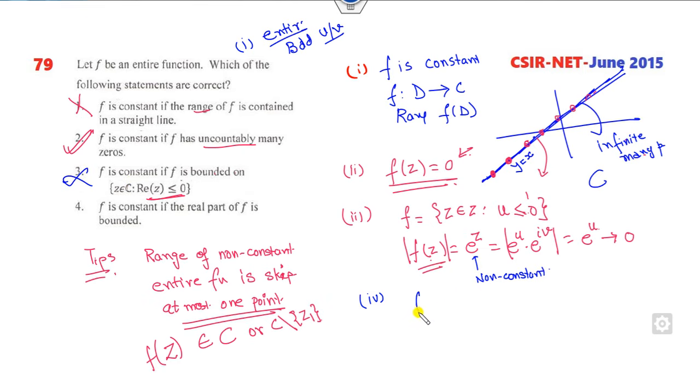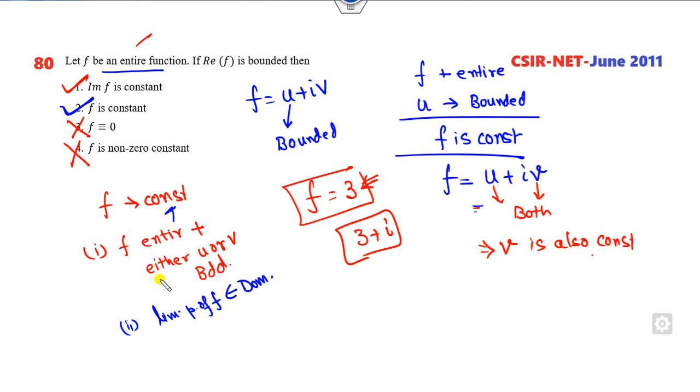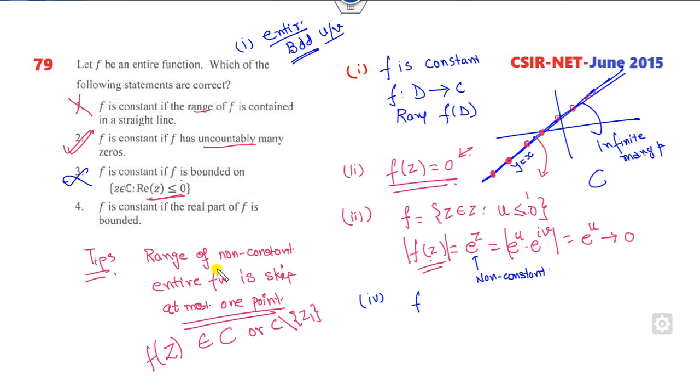The fourth is: f is constant if the real component of f is bounded. That's the statement. The real component of f, that is u, is bounded. So that's the same concept here. If the real component of f is bounded, then the entire function is also constant. So this is also a correct option. So B and D are the correct answers.